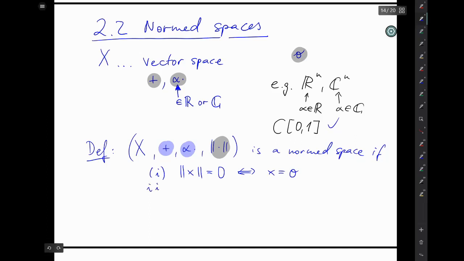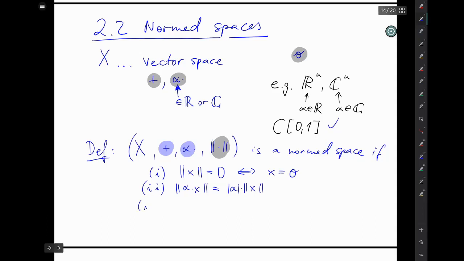Second condition, now that says that the norm has to be compatible with alpha times, in the following sense: the norm of alpha times x is, well, I could say alpha times norm x, and you always say no, that's not true, you need the modulus of alpha times norm x, okay? The absolute value of alpha times norm x, and we know that.